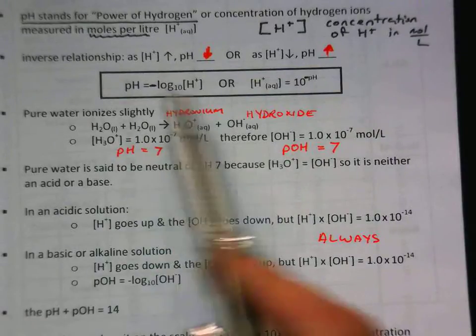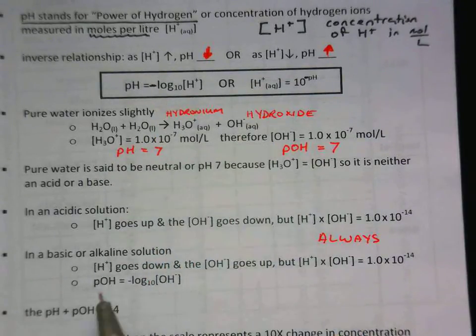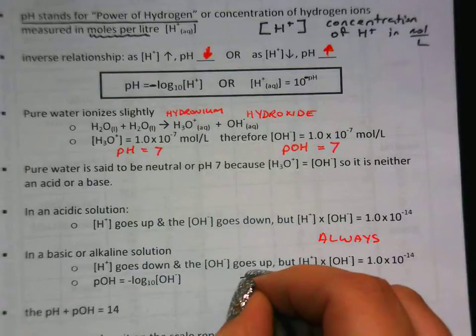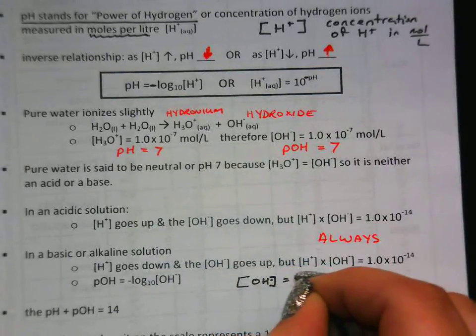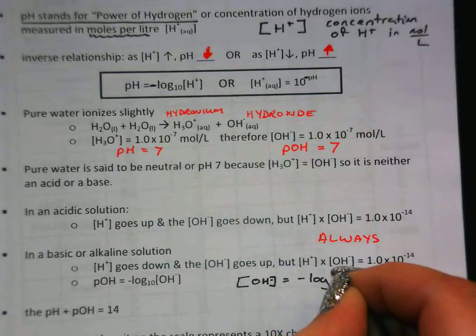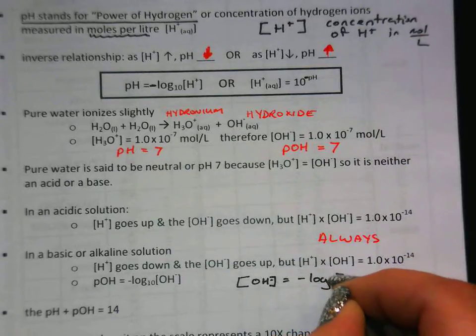And the formulas for hydroxide are similar. The power of hydroxide is equal to the negative log of the concentration of hydroxide, and the concentration of OH- is equal to 10 to the negative pOH.